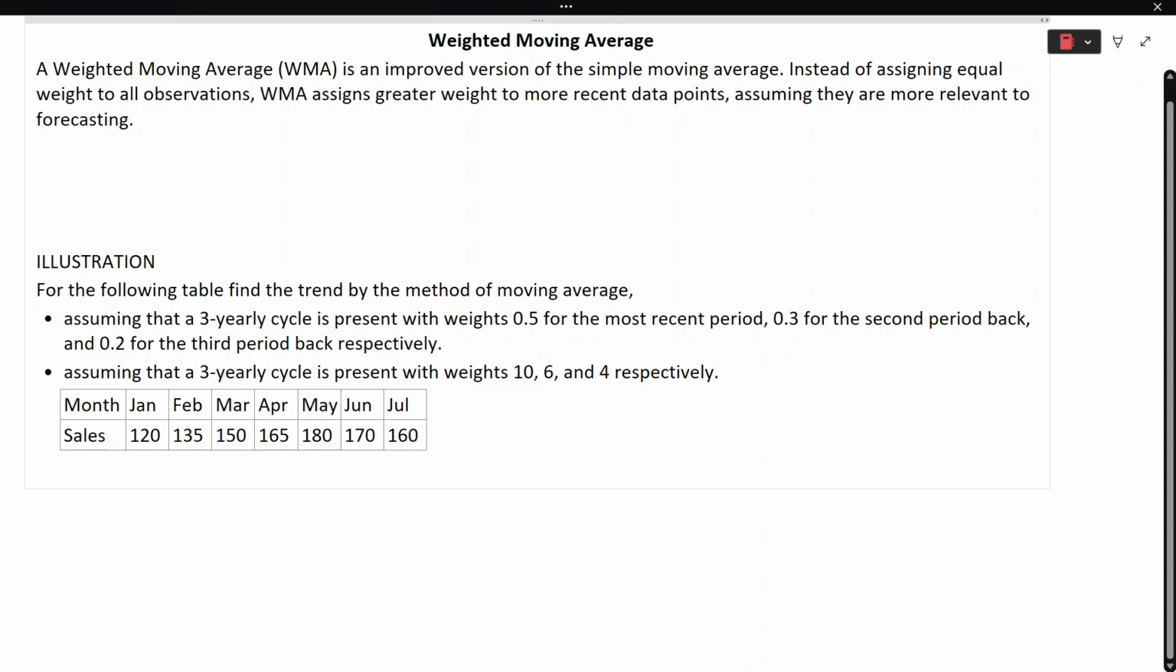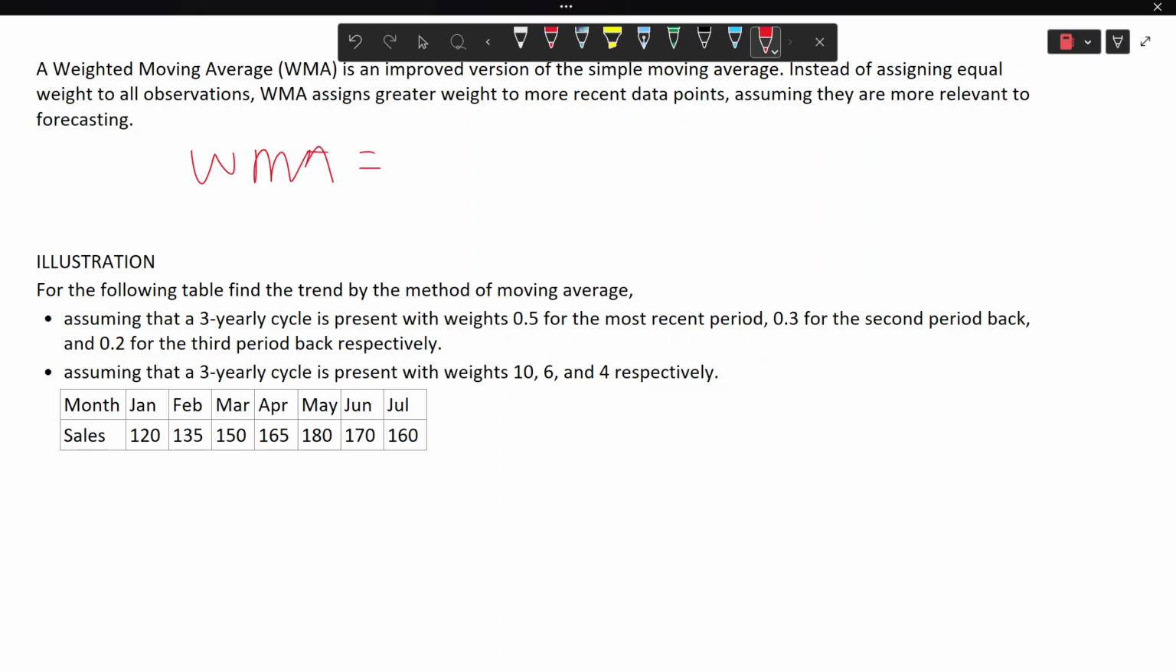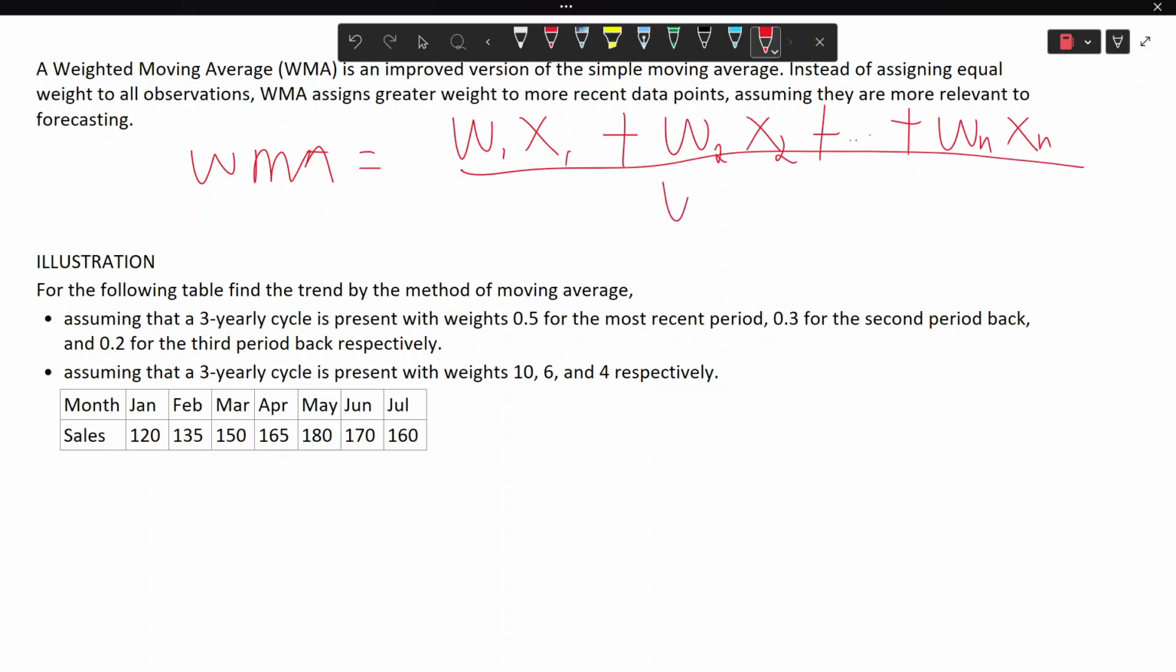The weighted moving average is basically the weight times the value it corresponds to, plus another weight times the value it corresponds to, in that order, depending on the number of weights given. When you are done, we divide by the summation of the weights: weight 1 plus weight 2, in that order, plus the last weight given.